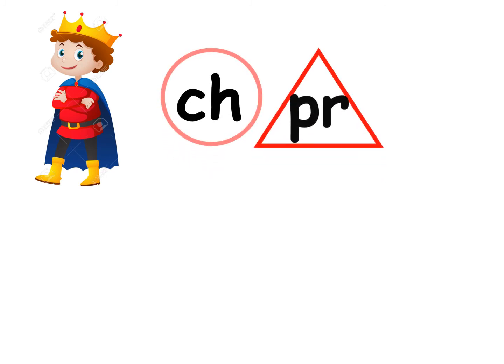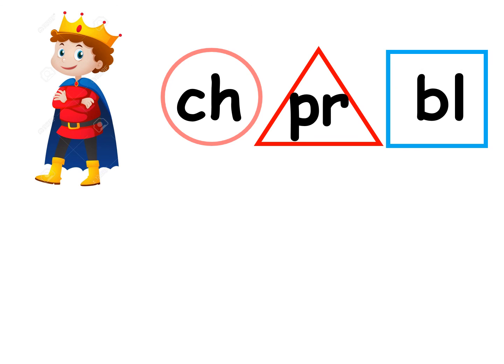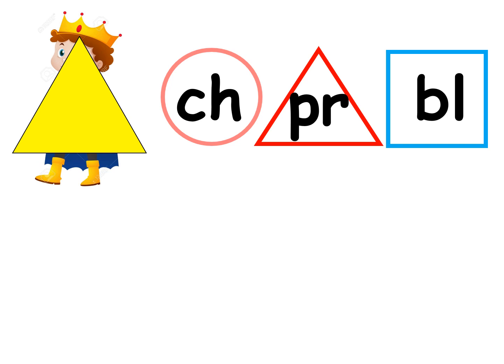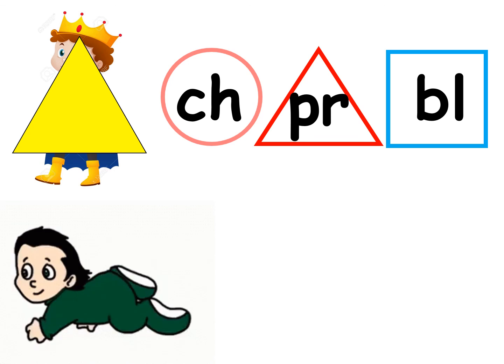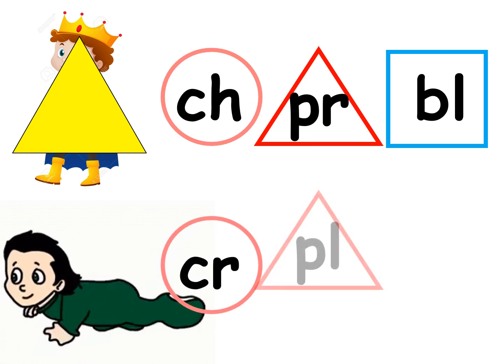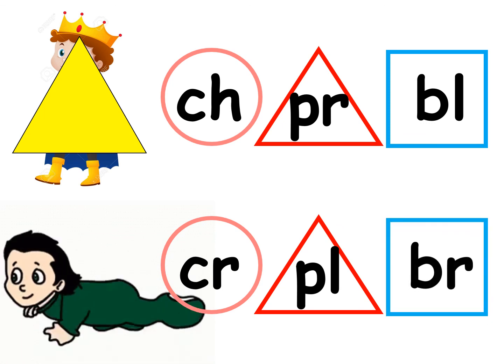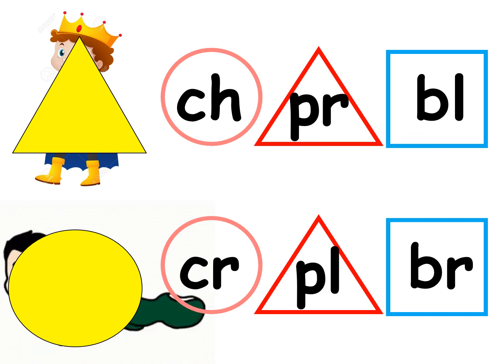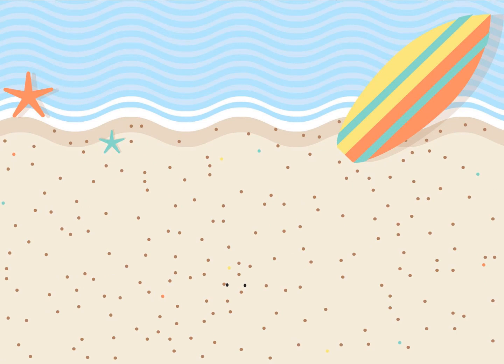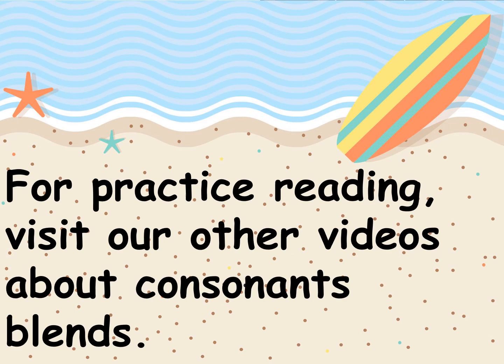Next one. CH, PR, BL. The correct answer is triangle, a plane. And the last one, we have CR, PL, BR. The correct answer is circle. The baby is crawling. For practice reading, visit our other videos about consonant blends.